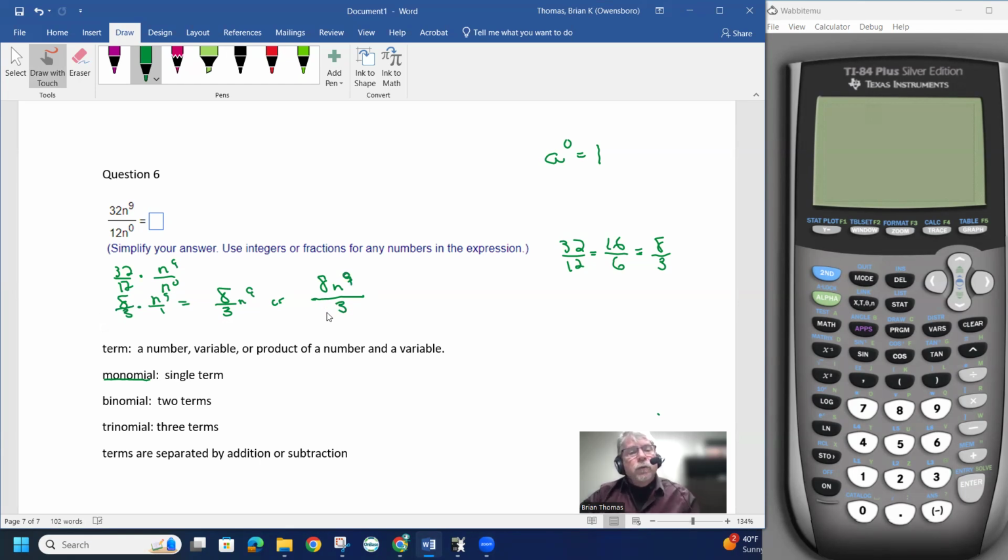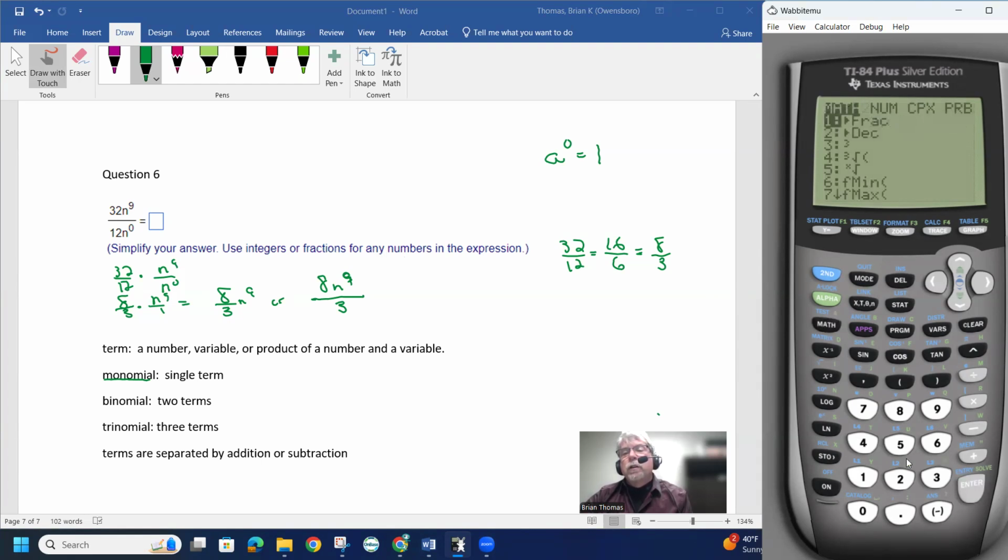Now again, if you want to check your fraction math, you can use your calculator and type in 32 divided by 12. And remember, this does not allow you to put decimals in, so you have to turn that back into a fraction. It does give me my 8/3. So that 8/3 does come from there.